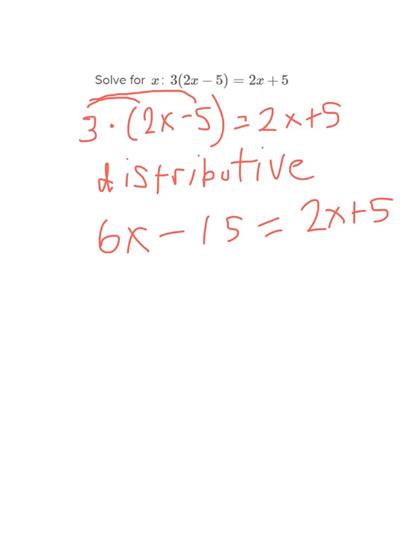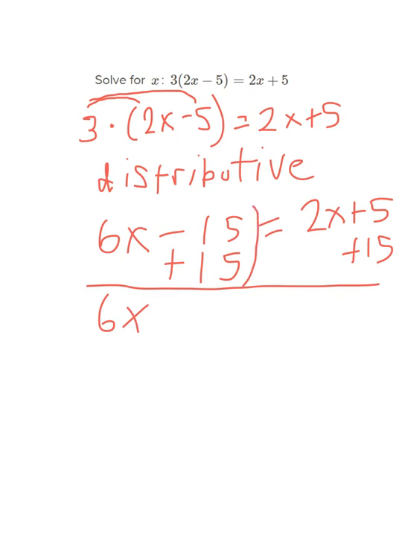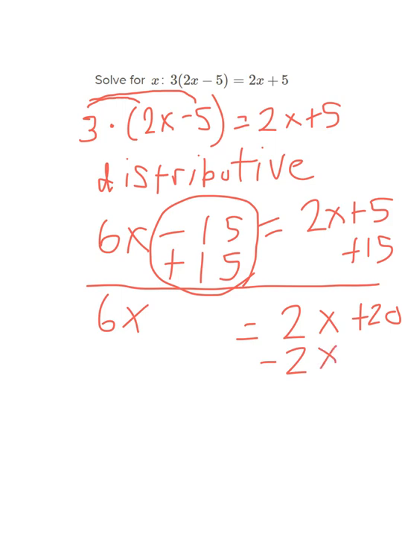Now there are lots of different ways that we can go about solving this equation. Probably most of you are going to add 15 to both sides. And you're going to get 6x here. This much is 0 equals 2x plus 20. And you might be stuck at this point because you have an x on this side and an x over here. Well, the next step is just to subtract 2x from both sides.